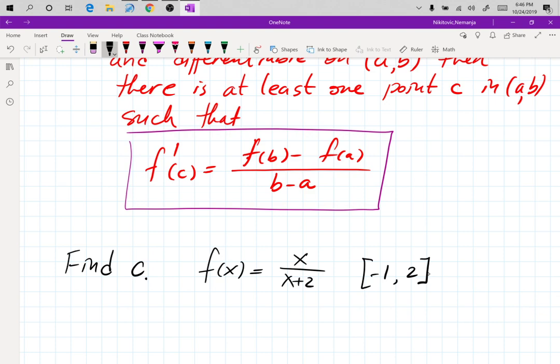You see, this function is not continuous, right? And we need the continuity. Where is this function discontinuous? -2, right? When the denominator is 0. So when the denominator is equal to 0, the function is discontinuous, and that happens at -2. Do we care? No. -2 is not in our A to B, right?